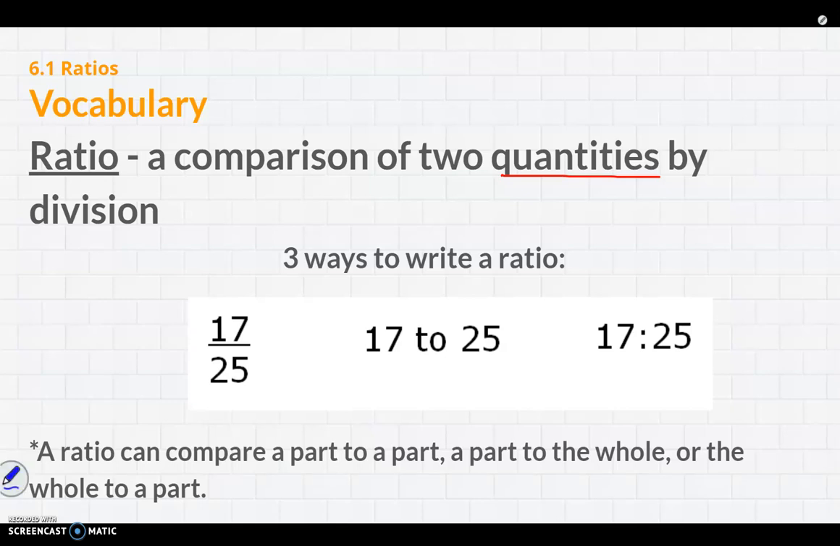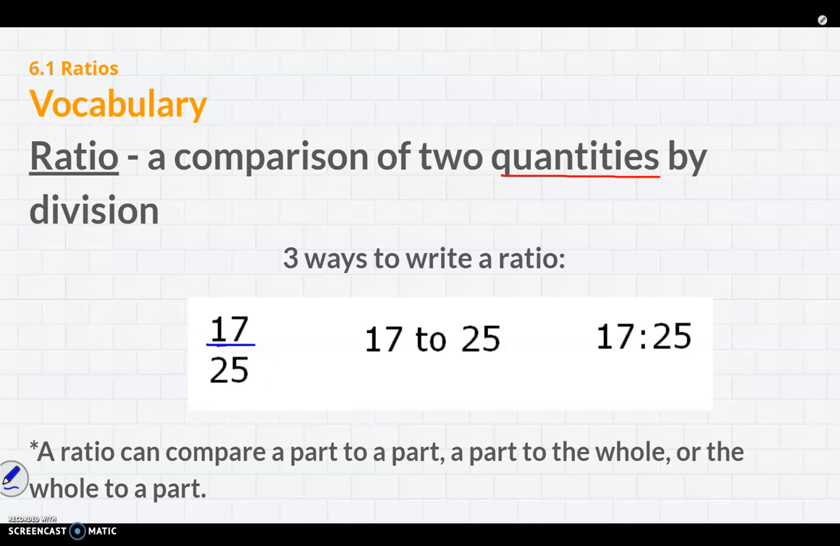The first way is using a fraction bar. Okay, so we put our first quantity, 17. We could be talking about 17 anything really, 17 cookies. And then we would put a fraction bar, and 25. We could say ice cream sandwiches. Okay, but it is read as 17 to 25 using a fraction bar.